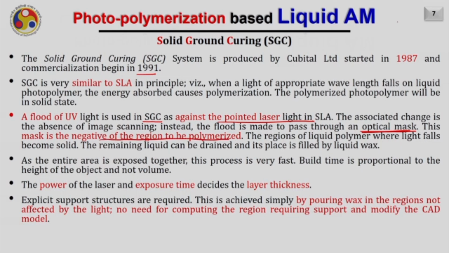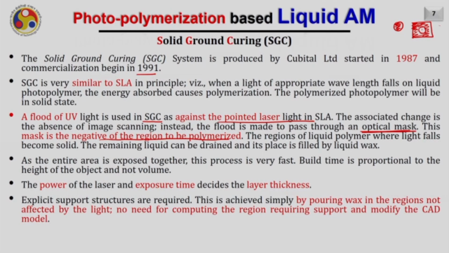So, for example, you want to scan a circular part, right? Then we will create a mask of its negative that will have the opaque portion here and a transparent region here, so that when a floodlight falls onto it, it will just pass through this section only. The region of liquid photopolymer where the light falls becomes solid.